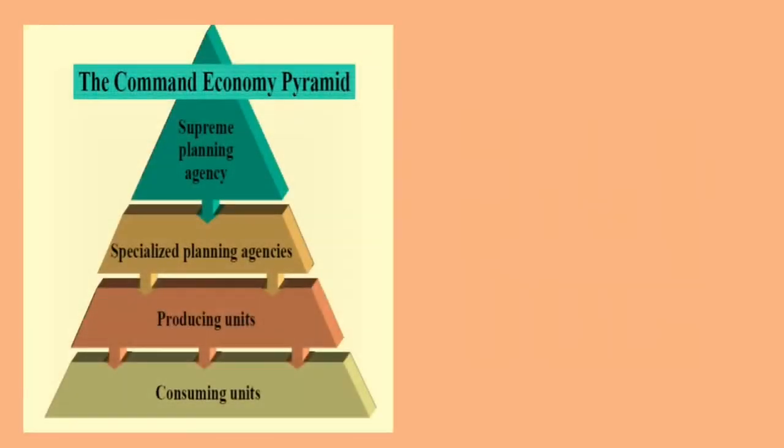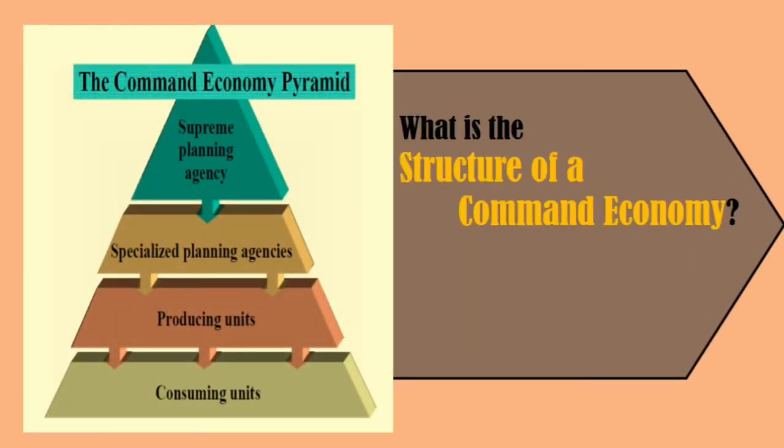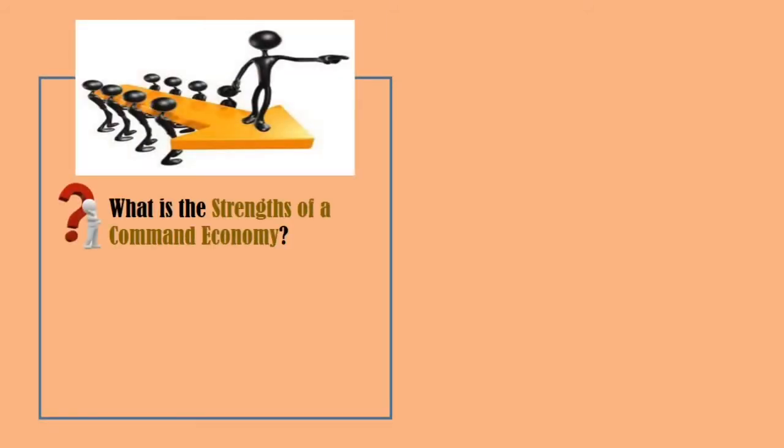So in short, the structure of a command economy is in a form of an economic pyramid, where at the apex of the pyramid is the supreme planning agency or the central planning agency, and below it are the specialized planning agencies. Then under the planning agencies are the producing units, or the owners of production, particularly those which are being designated by the government. And of course, at the bottom are the consuming units that pertains to the people who consume these goods and service.